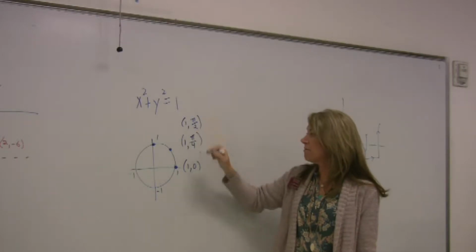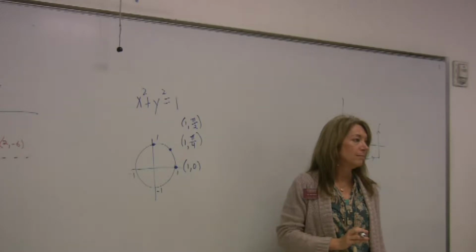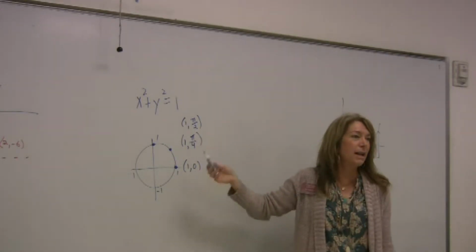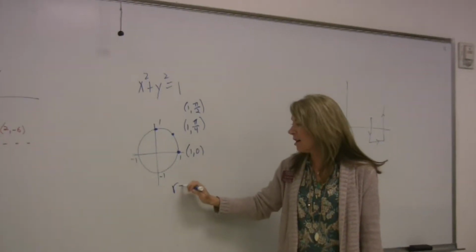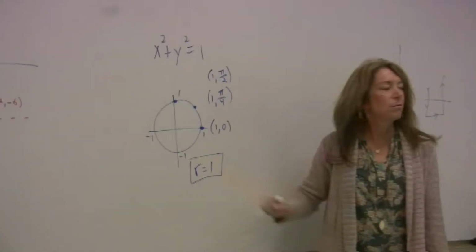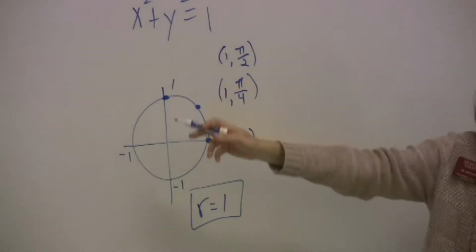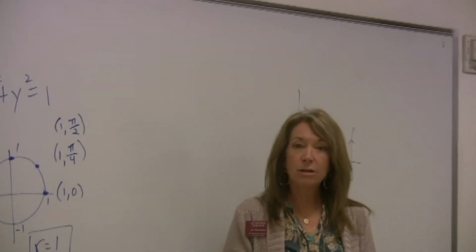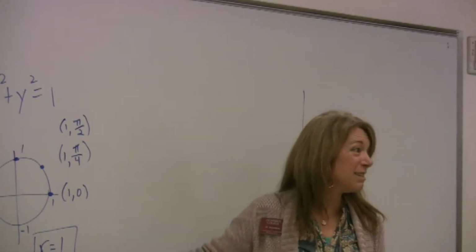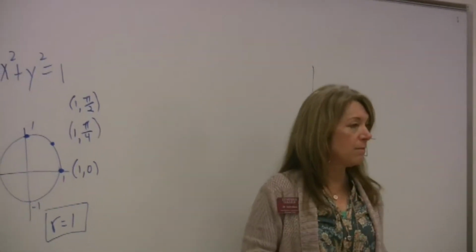Can you see the pattern here? What's every single point gonna have? One. It's gonna have a 1 and any angle you want. The equation is r equals 1. There's no theta in it anywhere, because theta could be anything. You give me the angle, just go out 1, and you'll find a point on that circle. So here's an equation that's much nicer to work with than that. We'll be getting to these equations in a minute.